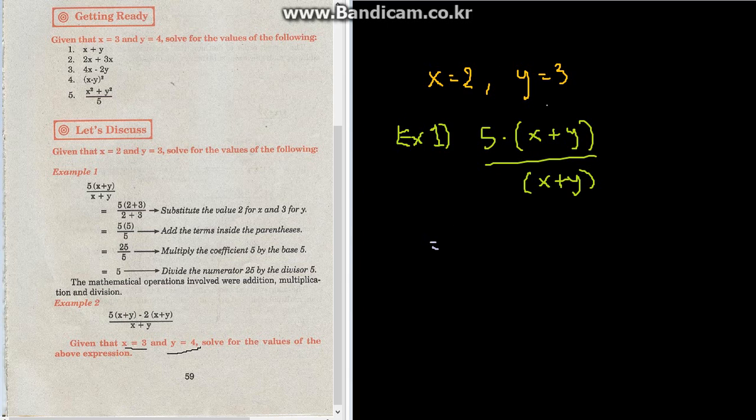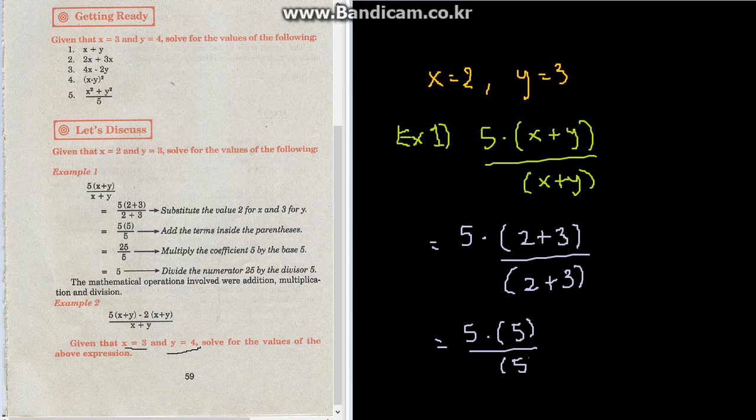We substitute x as 2, y as 3. So 5 times (2 plus 3) divided by (2 plus 3), and before we multiply that, we have to compute the ones inside the parentheses. So 2 plus 3 is 5, divided by 5, and what do we get?